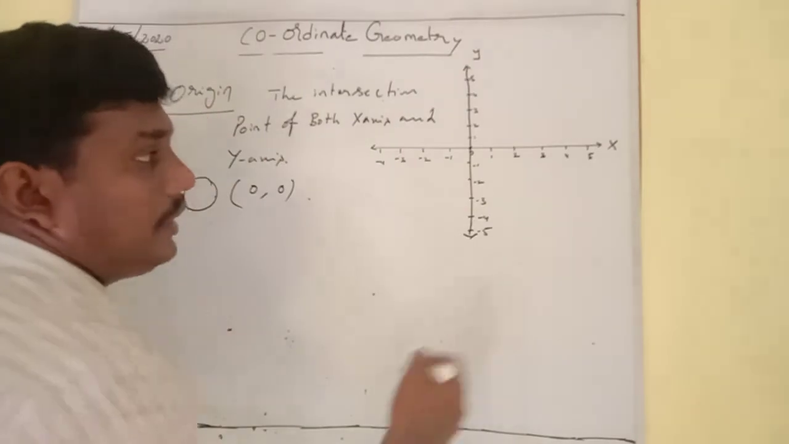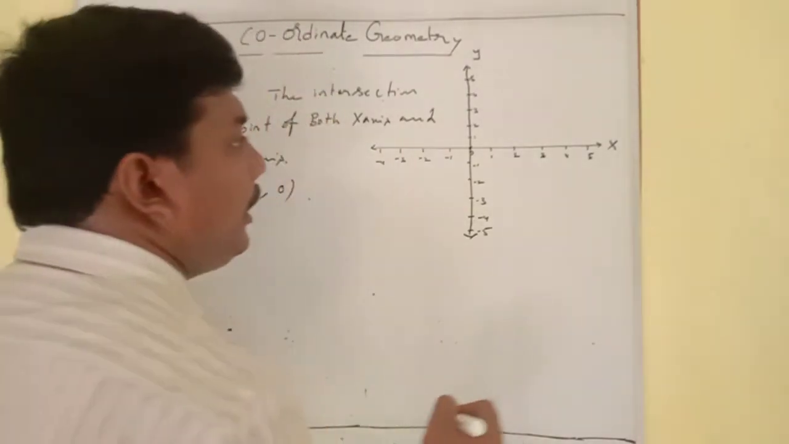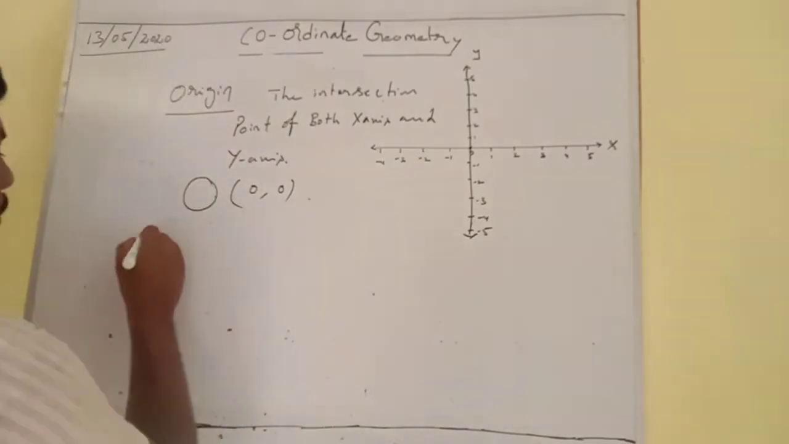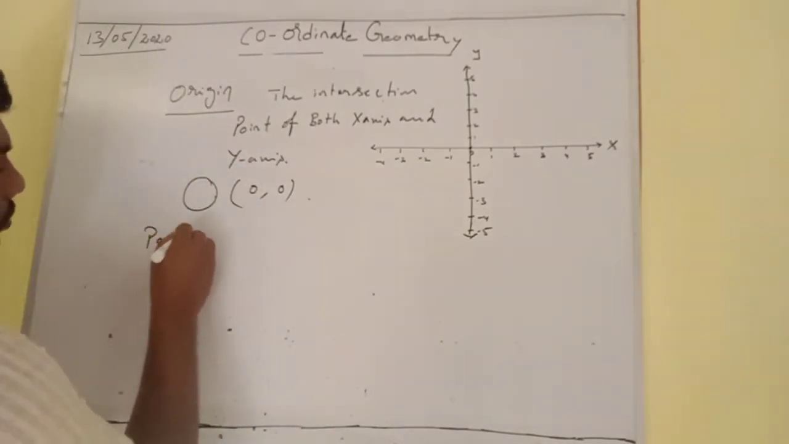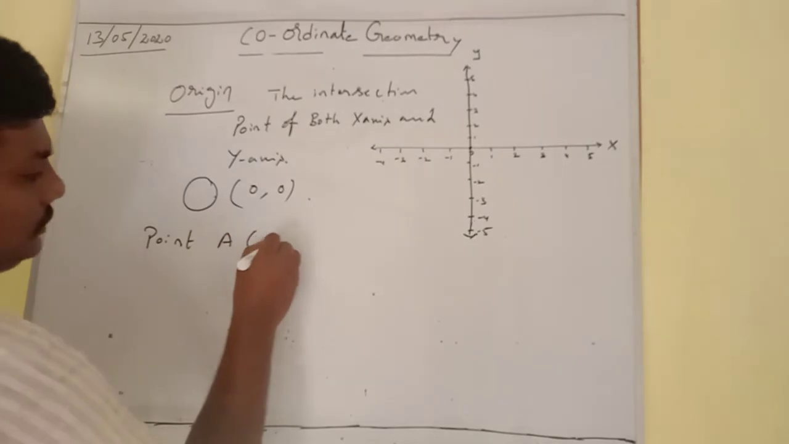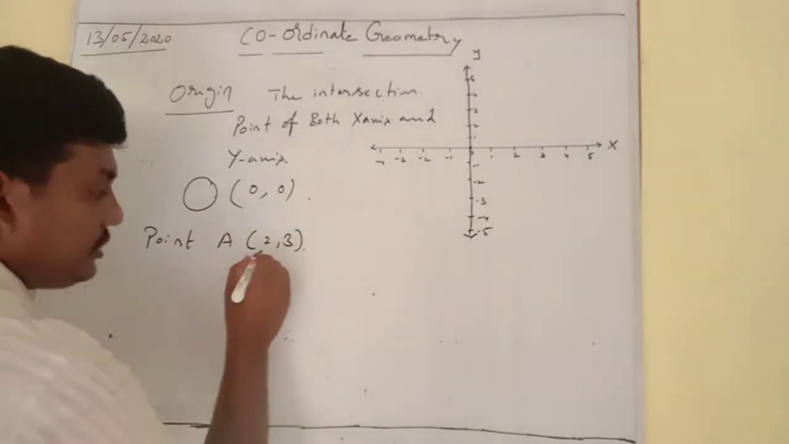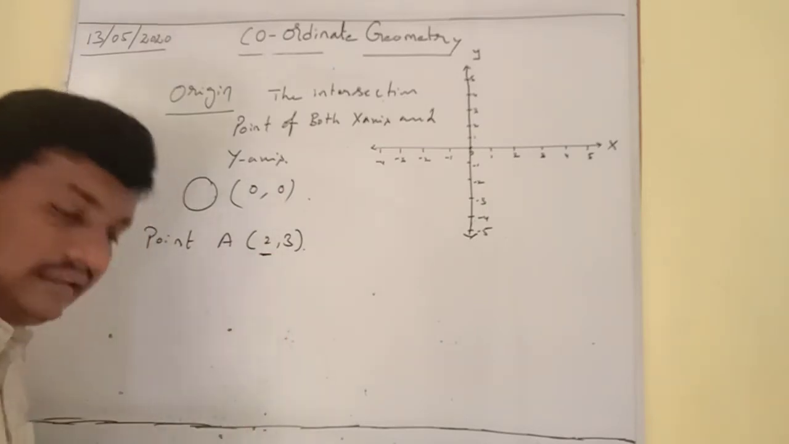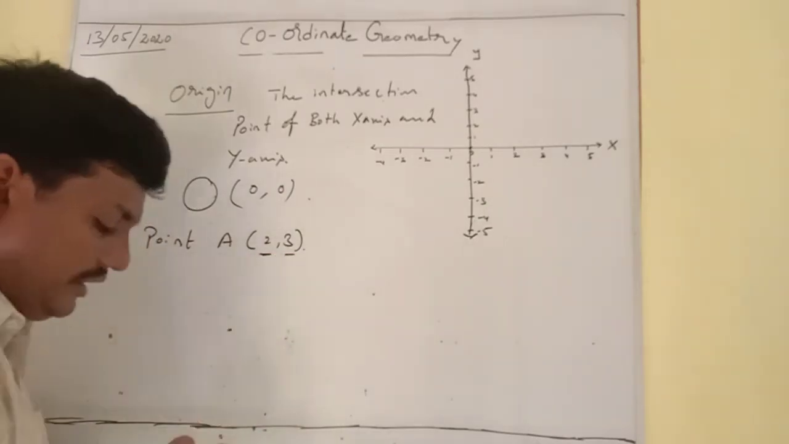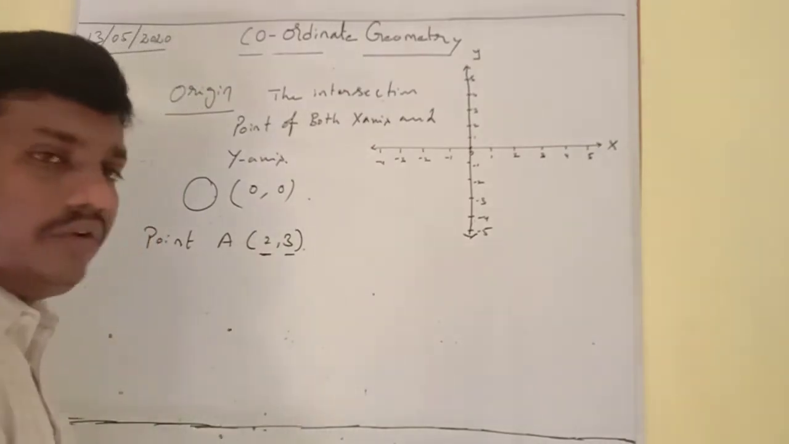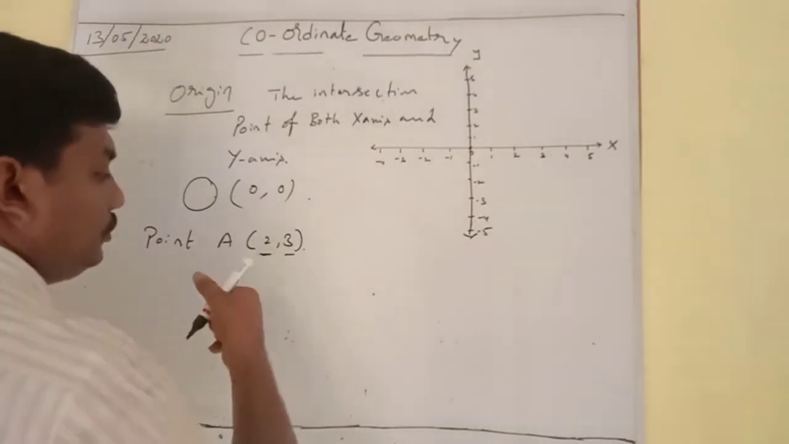So now how to locate a point? Suppose I am going to locate the point (2, 3), point A. In (2, 3), the first value represents the x-axis and the second value represents the y-axis. So now, where is (2, 3)?